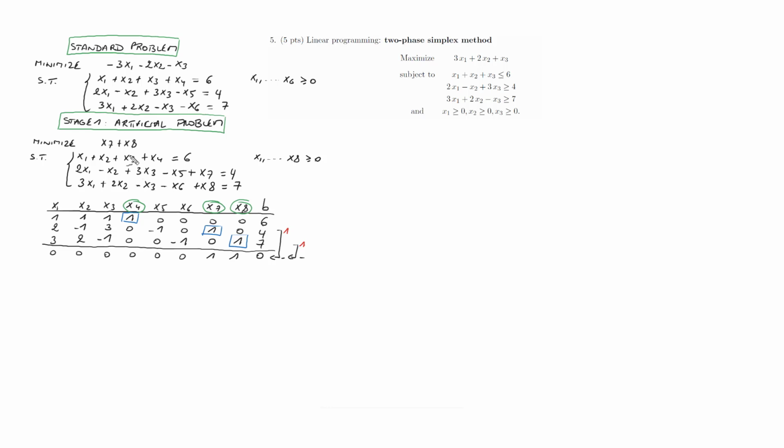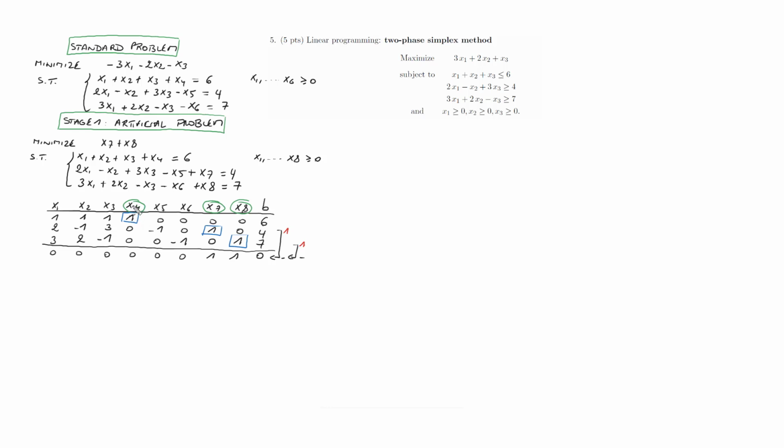At the end we'll have x7 and x8 both equal to 0, and we'll also have a basic feasible solution of our initial problem that we have here in the standard problem. So what we have to do now is to write this artificial problem in a tableau form. This is what is done over here, right? You can see that, as I said before, it's quite easy here to obtain a basic feasible solution.